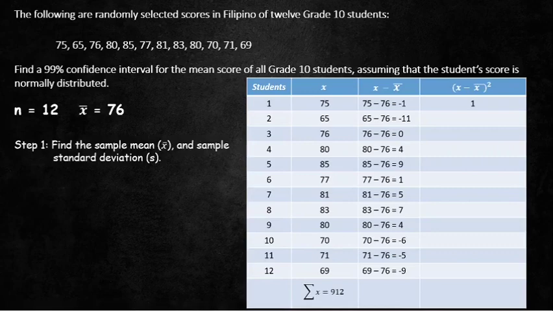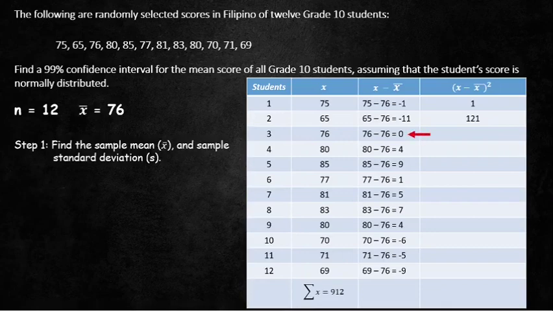Getting the square of a number is simply multiplying the number by itself, such as 1 times 1, 6 times 6, negative 1 times negative 1. When you square a number with a negative sign, the result is positive. Moving on to the next value, the square of negative 11, or negative 11 times negative 11, is equal to 121.